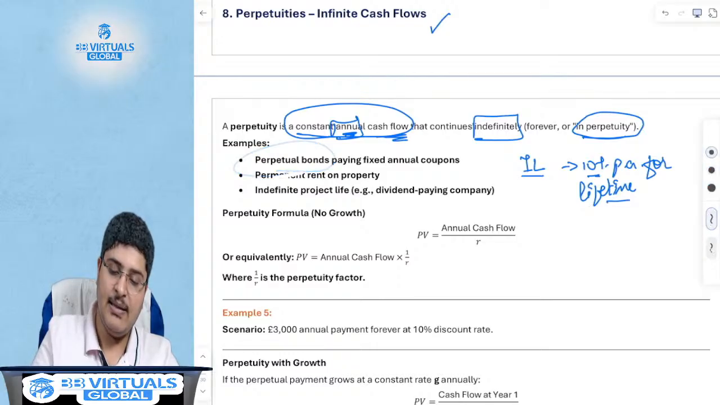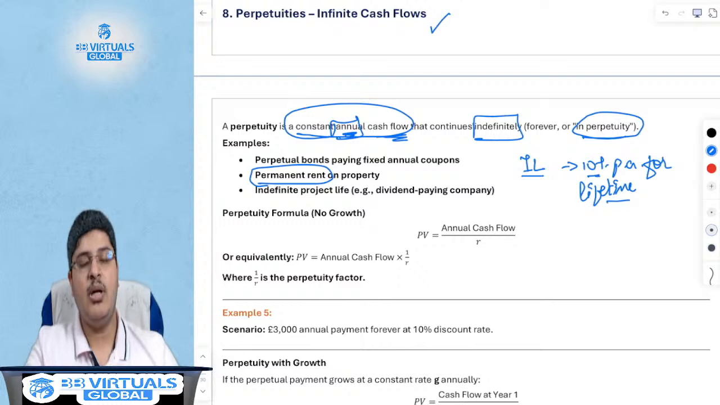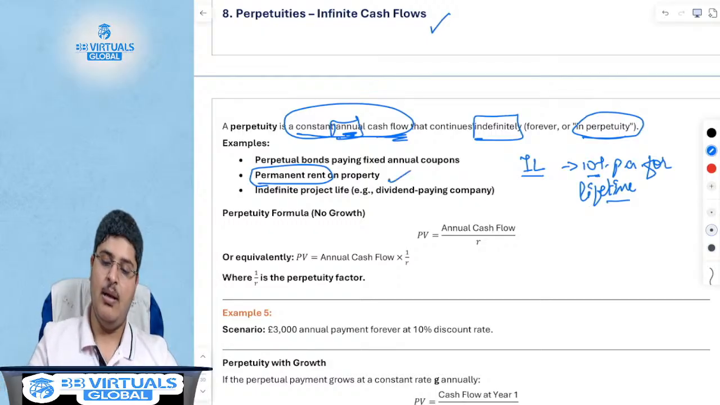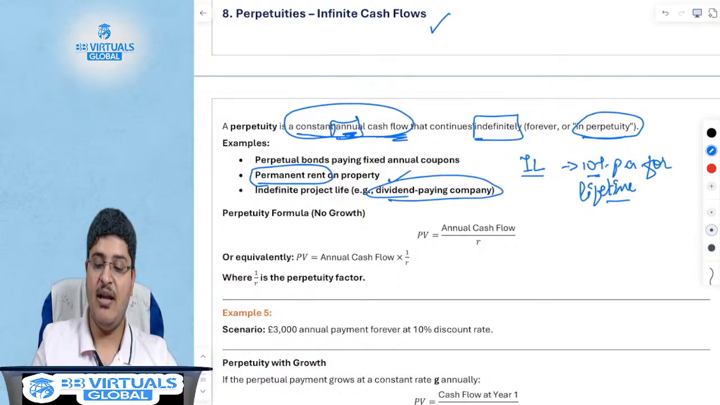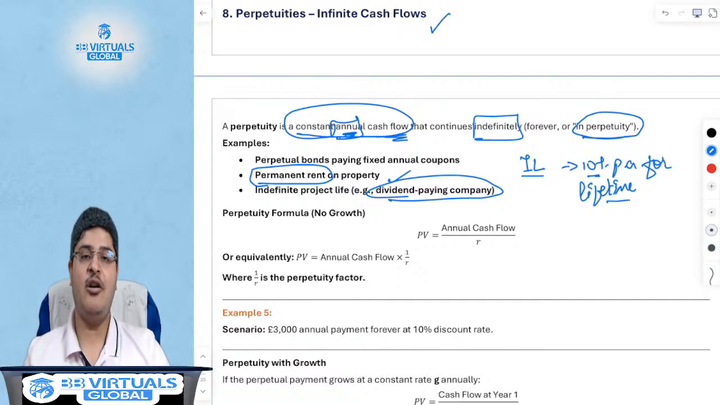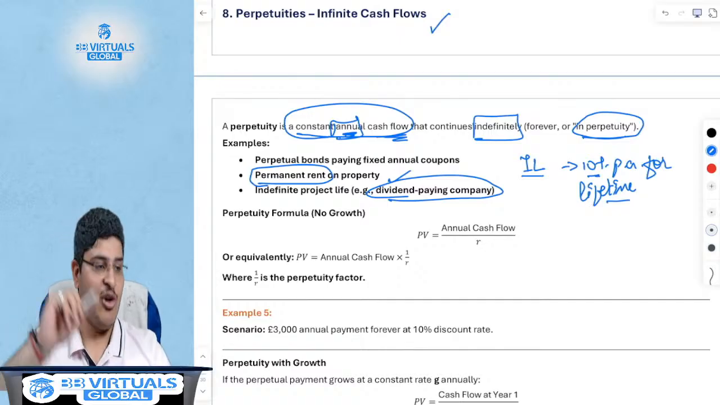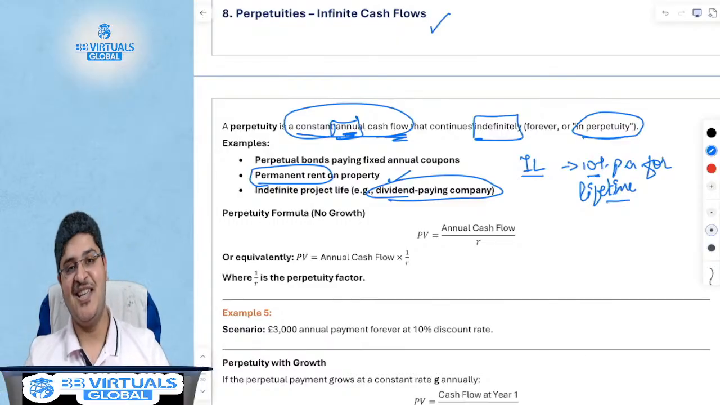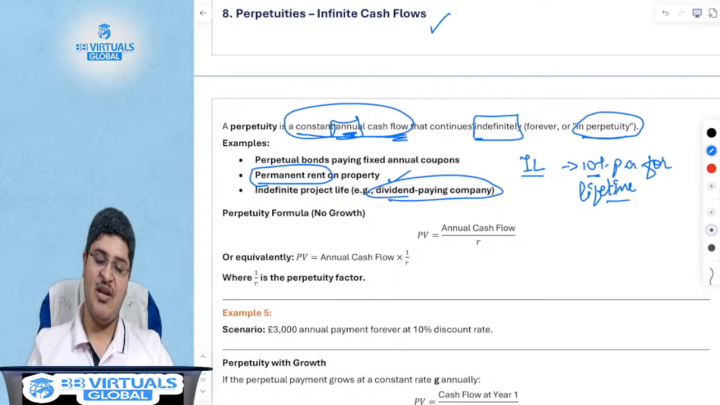It will keep giving you 10% for your lifetime. The second example is the permanent rent on a property. Assume you have a property, you put it on rent, you will keep getting rent every year until you own that property. That is another example. A third example is of a dividend paying company, where this company says, Divesh sir, I will live longer than you live, I will live longer than your students, and I will live longer than this course or this subject ever lives. So what is the formula?